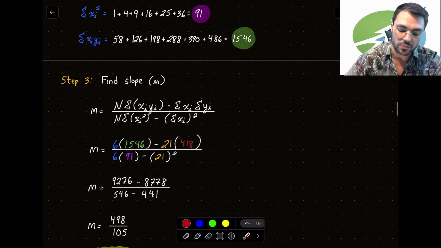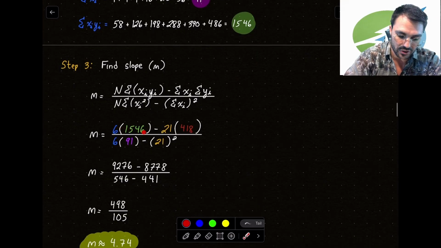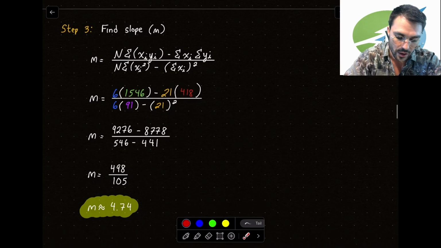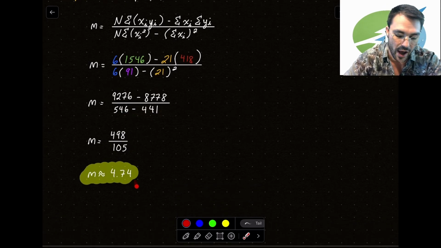So from here, we just perform our order of operations and solve this thing. These two numbers multiply to 9,276 minus these two values multiply to 8,778. These two values multiply to 546 minus 21 squared is 441. Numerator, these two values subtract to equal 498. Denominator, these two values subtract to equal 105. Plug this into a calculator, rounding to 2 decimal places should be fine. We found our slope, approximately 4.74.